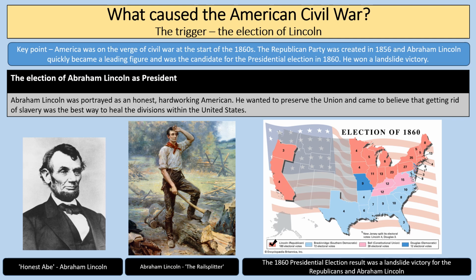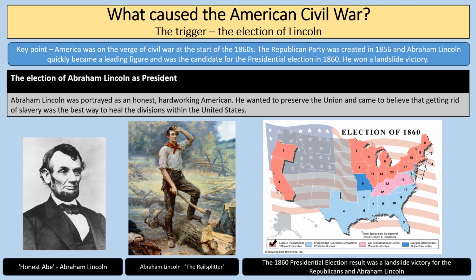Lincoln won. Now, Lincoln was very much presented in the election campaign as an ordinary American, honest Abe. He was presenting himself as the so-called rail splitter to show that he was a hard-working American. He'd been involved in splitting logs to help build the railroads. And Abraham Lincoln was committed to preserving the Union of the United States of America. And Abraham Lincoln felt that the best way to do that would be to end slavery, and that would end, therefore, all the arguments about slavery.